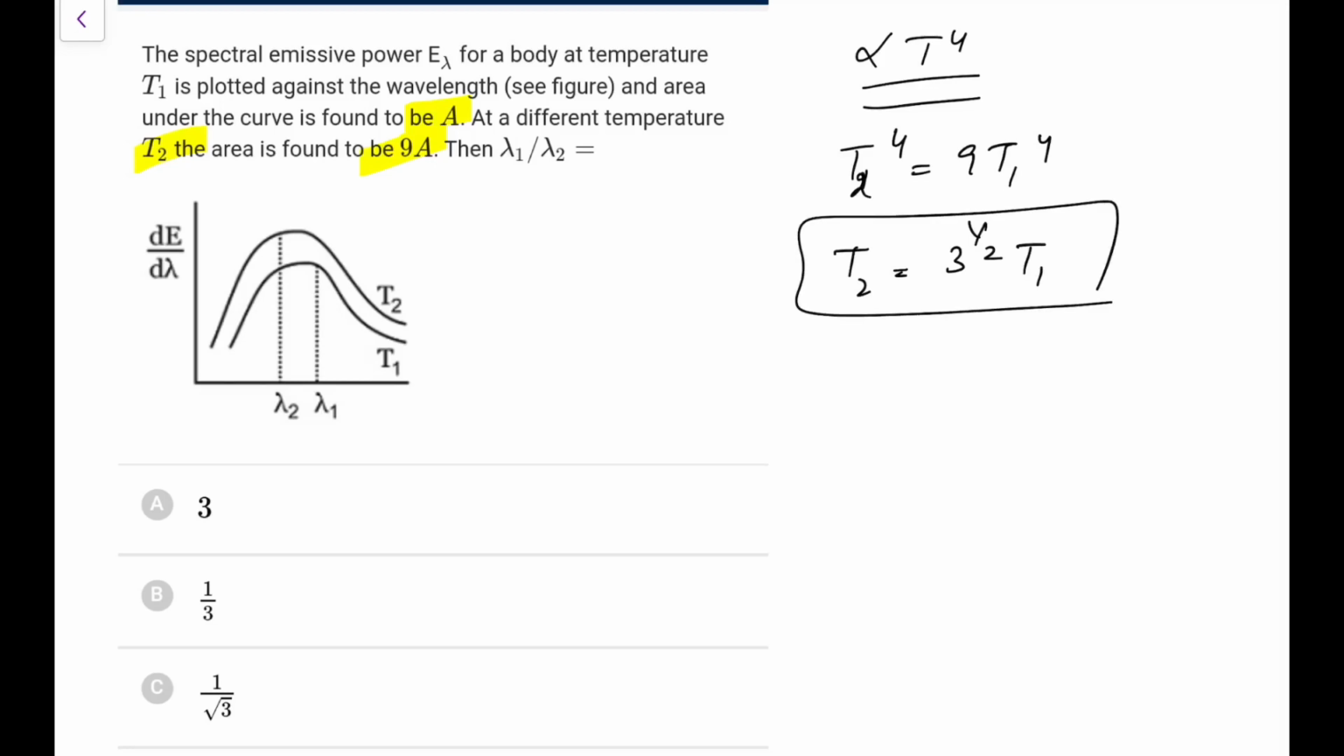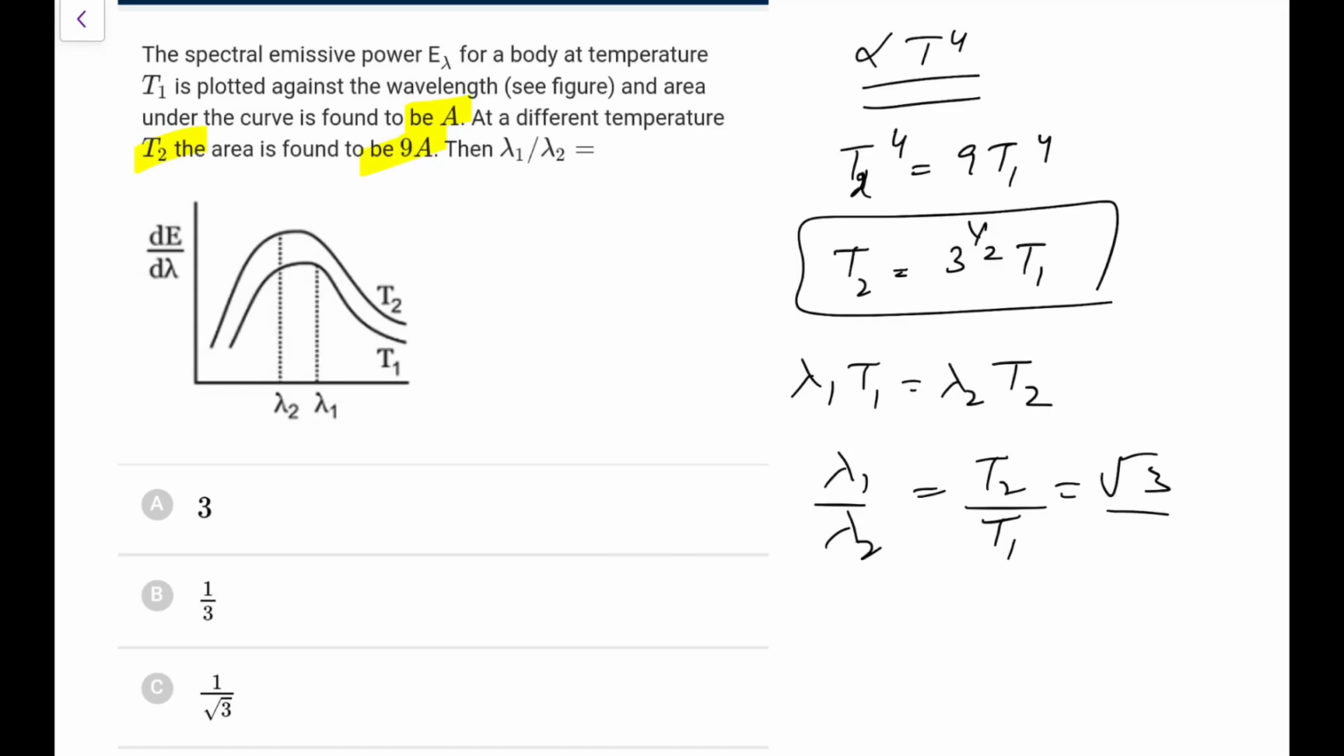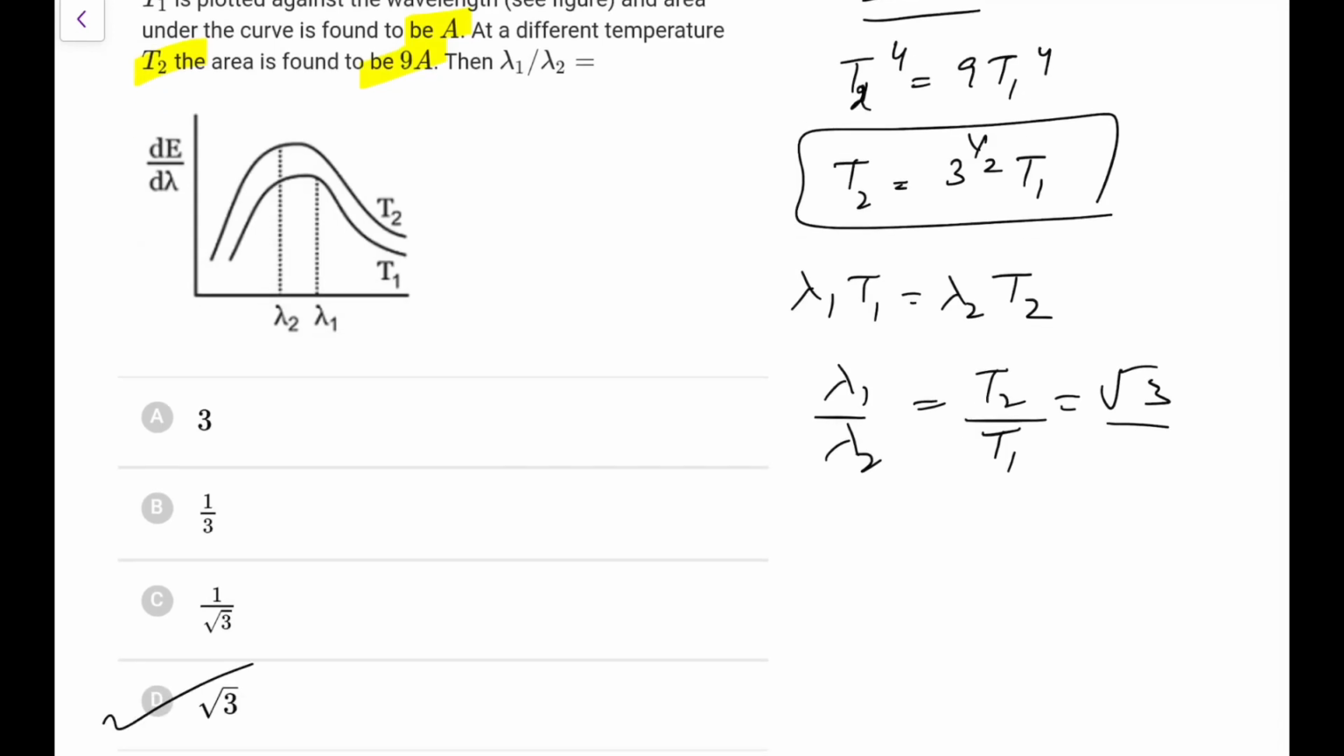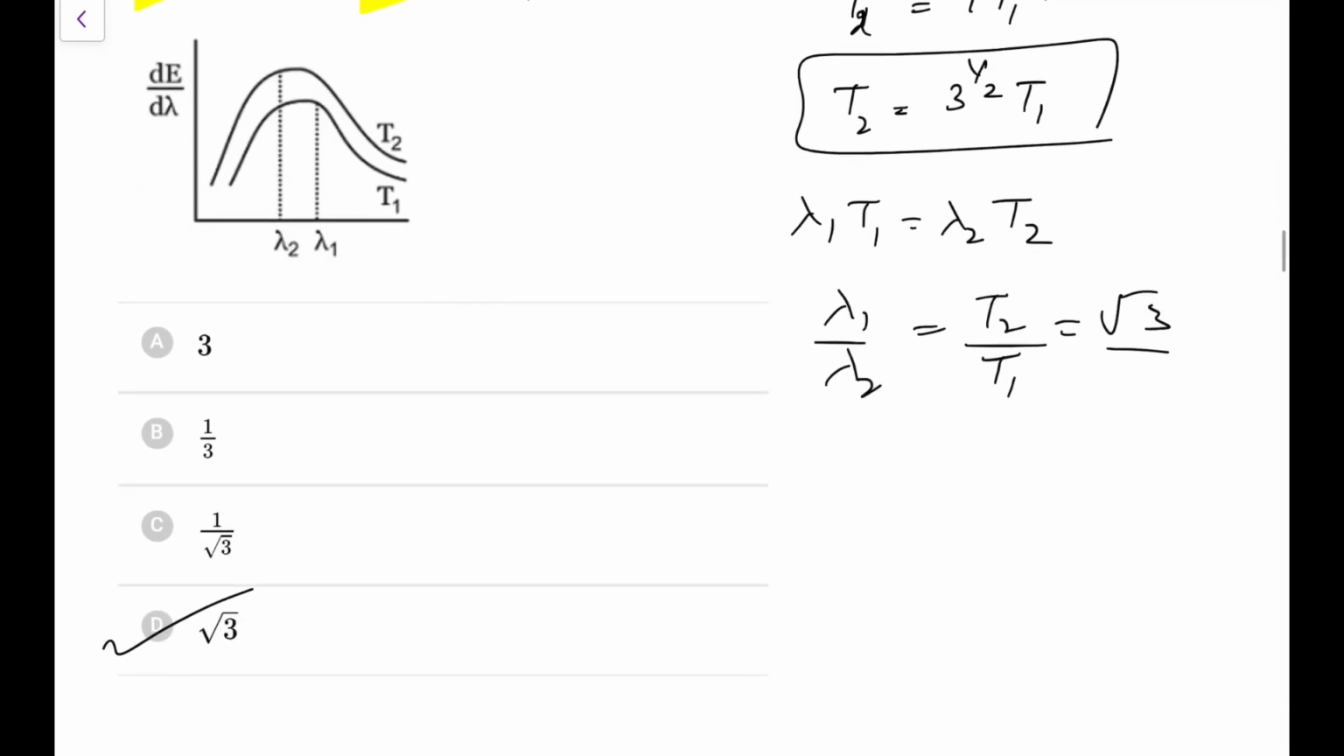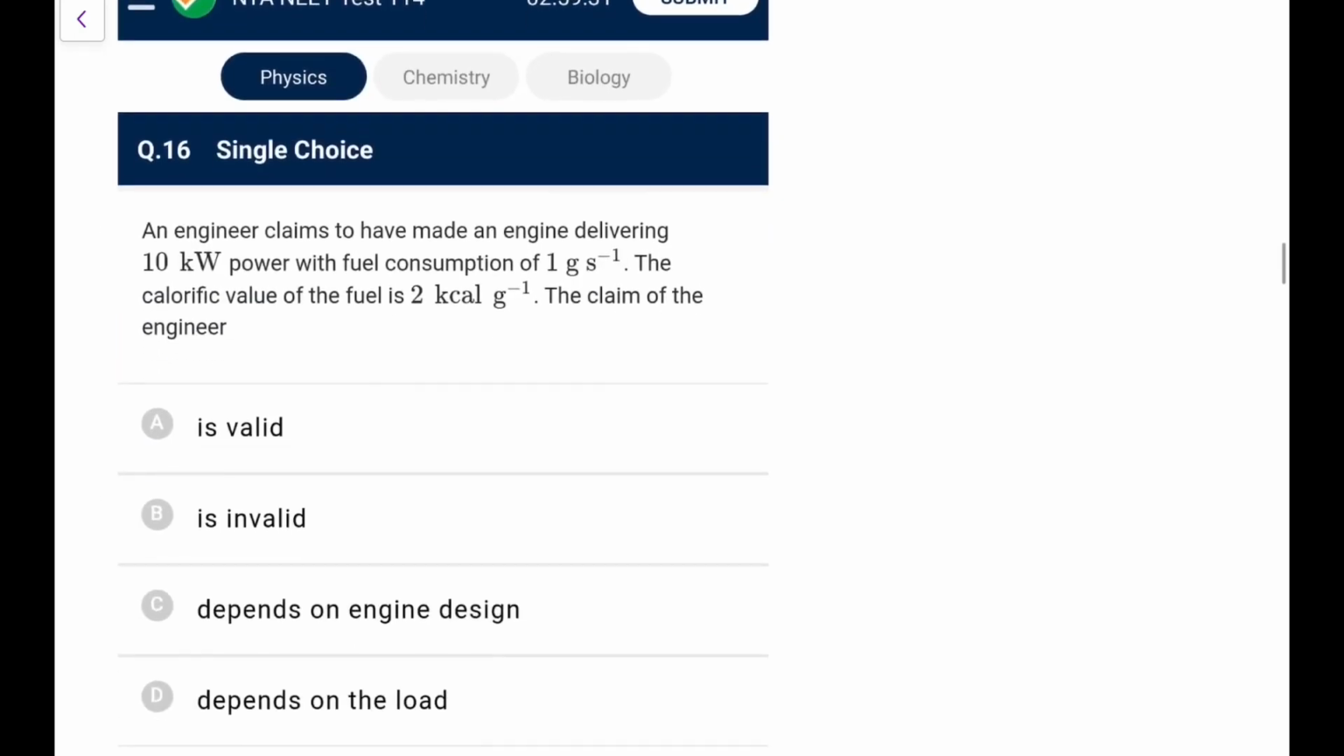Now what would be lambda 1 by lambda 2? You know lambda 1 T1 is lambda 2 T2. So lambda 1 by lambda 2 is T2 by T1. If you do this, it is root of 3. So go for option D. That's a very commonly asked question. Area is given here.